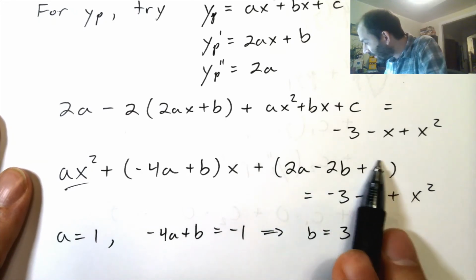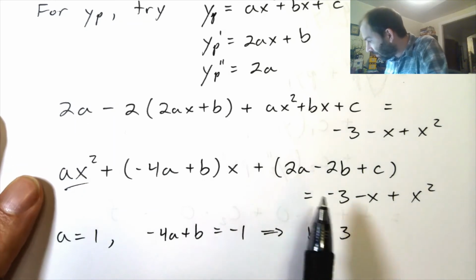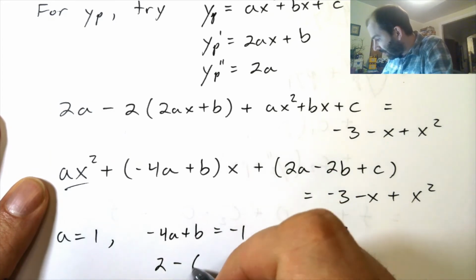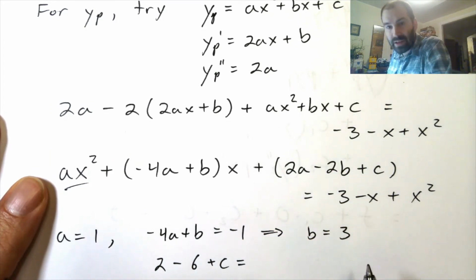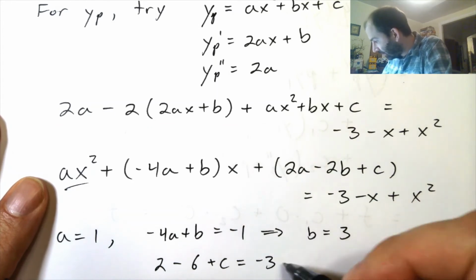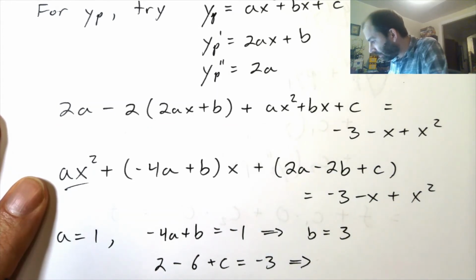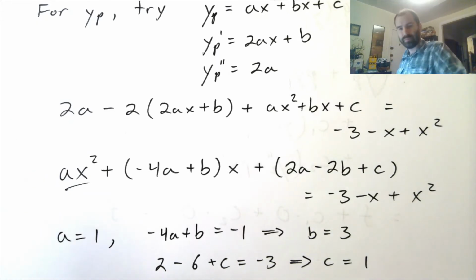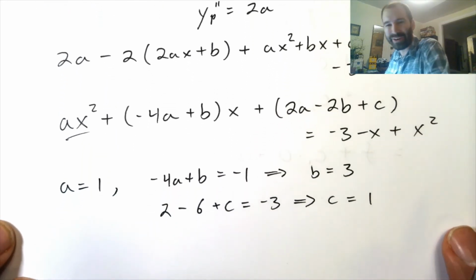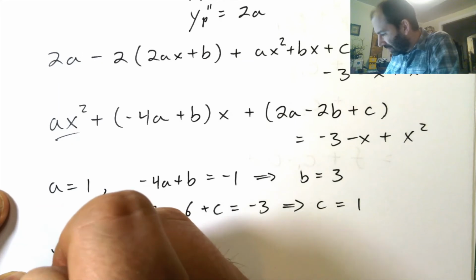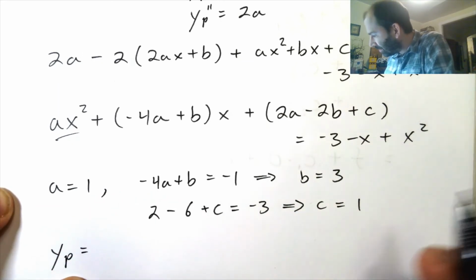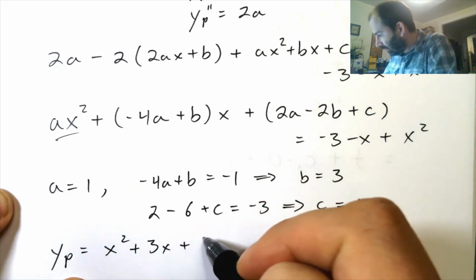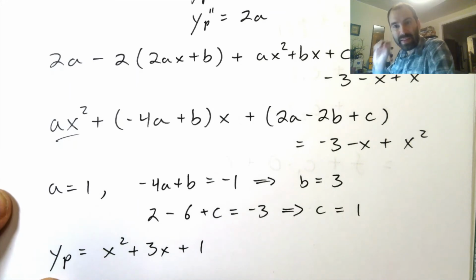And then we need this thing to equal -3, right? But I know that a is 1, so that's just a 2. b is 3, so that's -6, plus c, and that stuff all has to come out to -3. So c is 1. Okay, so we got it, right? We figured it out. It worked. So my particular solution is x squared plus 3x plus 1. And that will solve the differential equation.